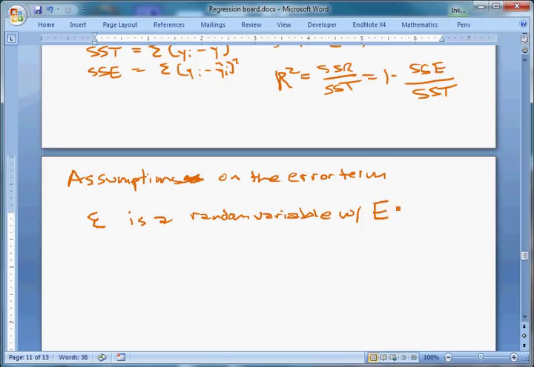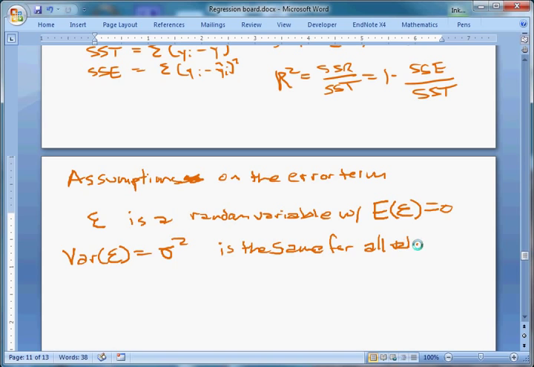The expected value of epsilon is 0, meaning on average, the error is as likely to be above 0 as it is below 0, and that it's centered around 0. We're also going to assume that the variance of epsilon is given by sigma squared, which is the same for all values of x. So we have identically distributed errors, and the variance does not depend on x.